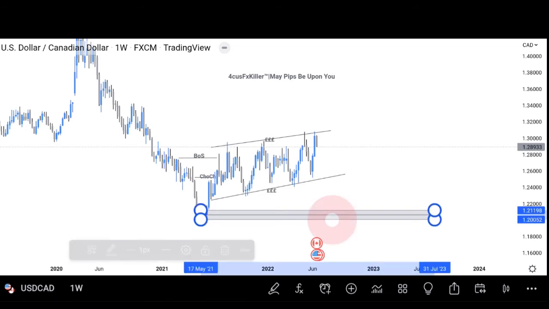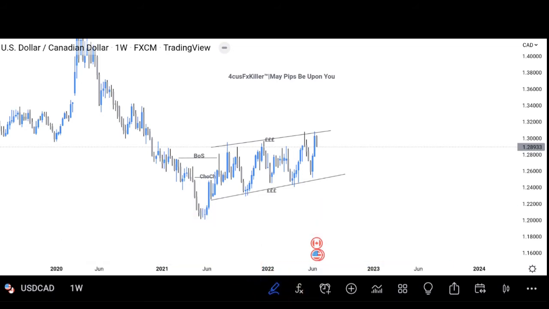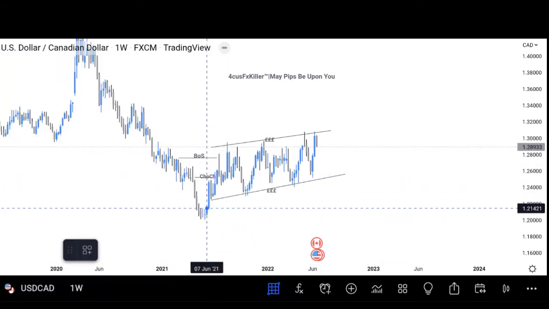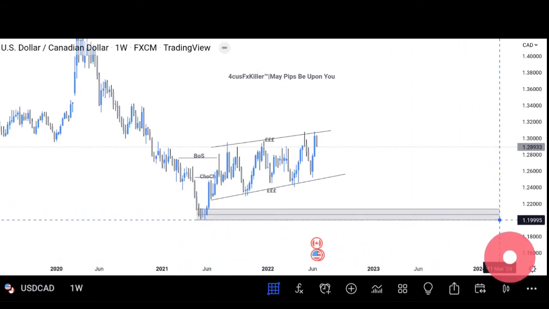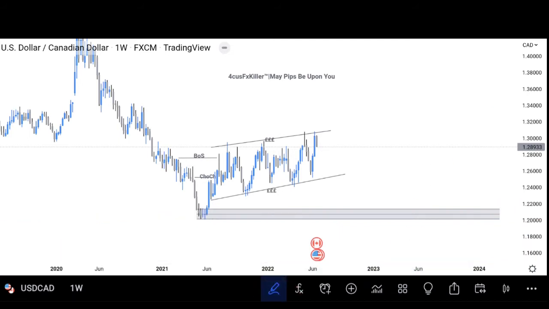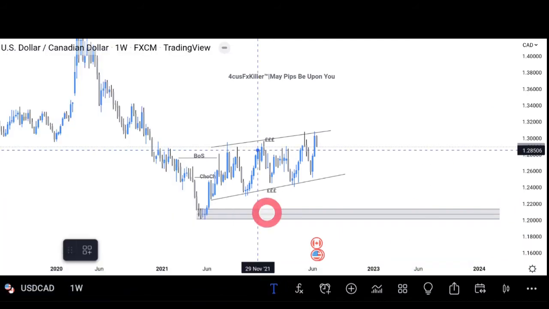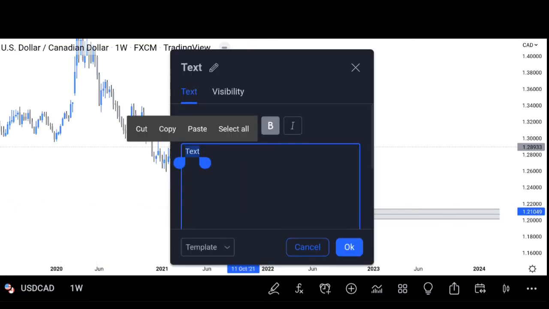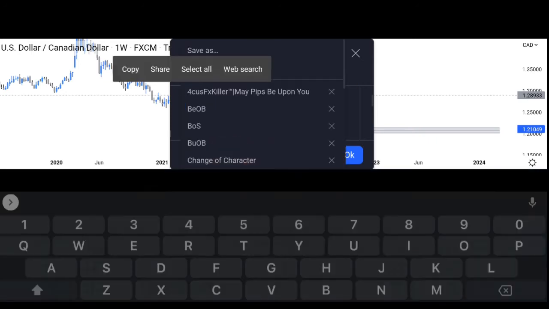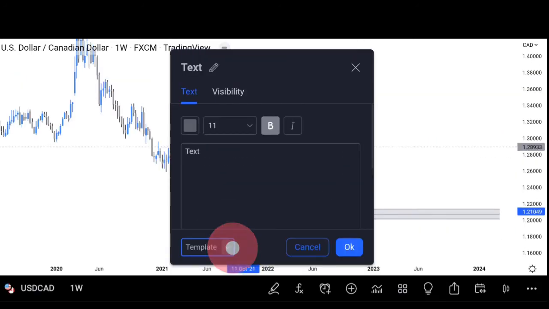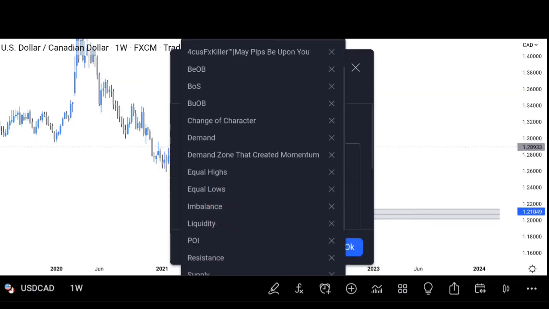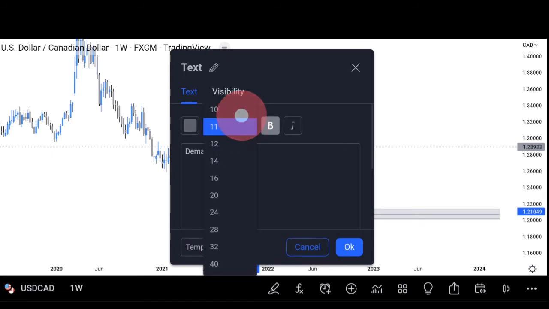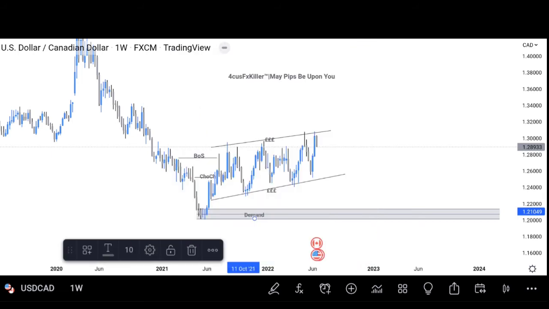Somewhere around there. Sorry, I'll just have to draw this again. So change of character occurred and created an order block. So this is a weekly demand zone. It's our extreme weekly demand zone. This is where smart money have their orders. Smart money have their orders lying here.